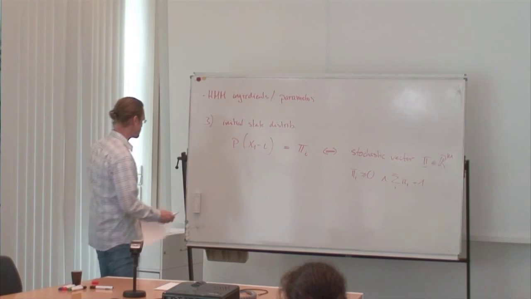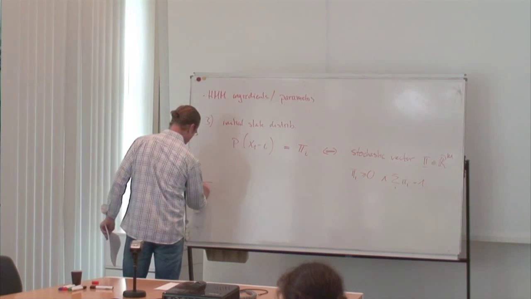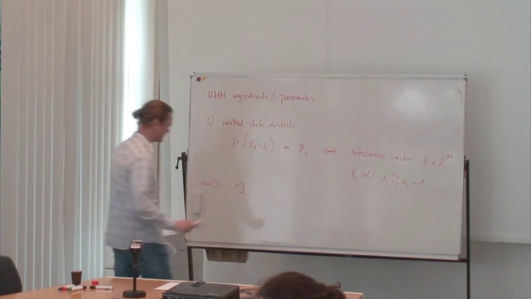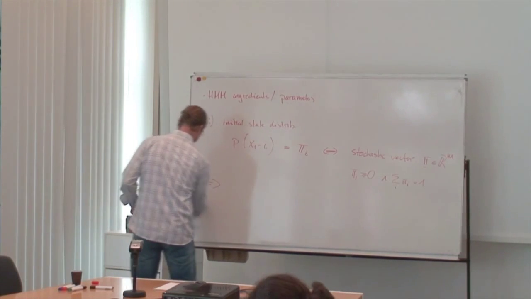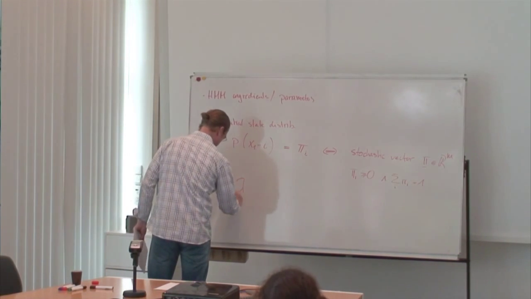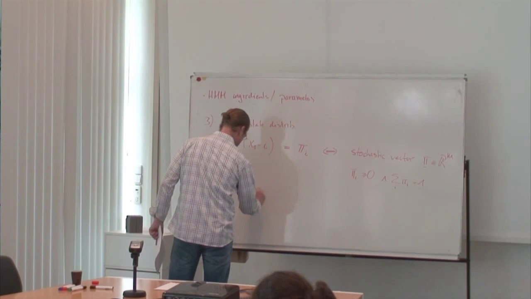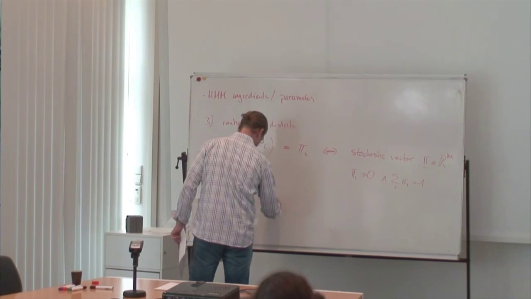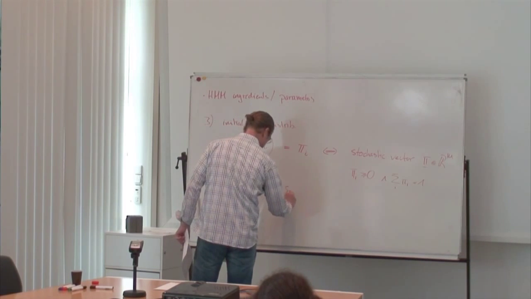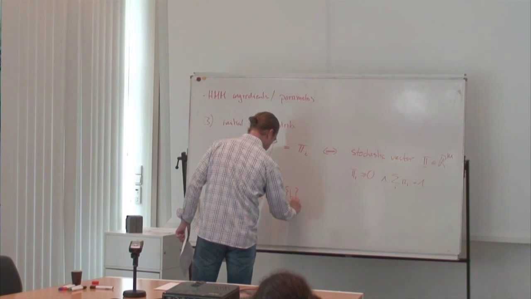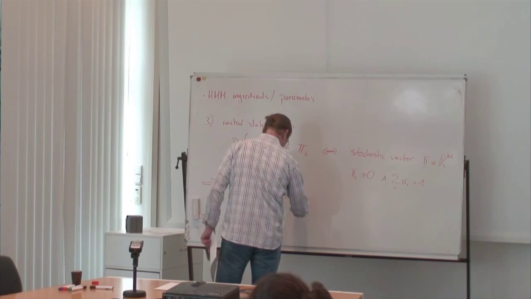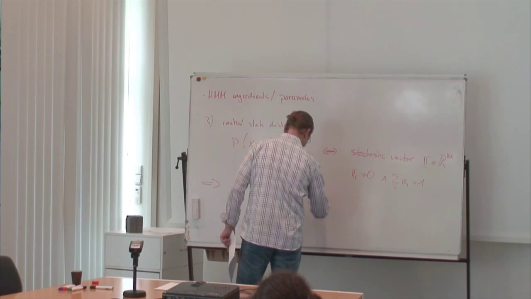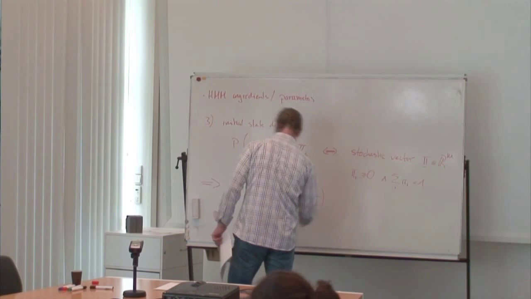Now, with these three ingredients, a hidden Markov model is then said to be a triple lambda. Let me make it beautiful. So lambda is a triple containing a matrix A, a set of probability density functions Bi, and this vector pi.